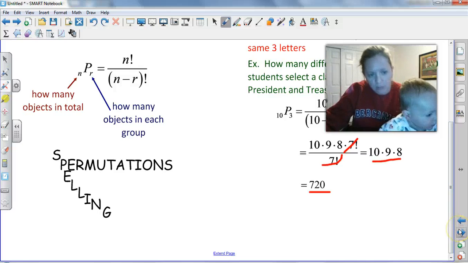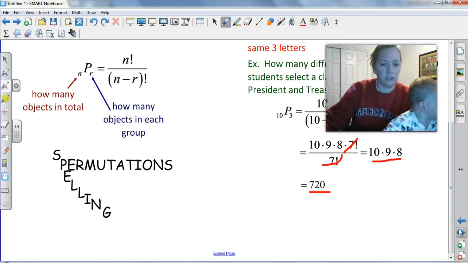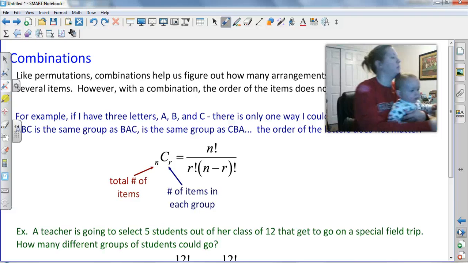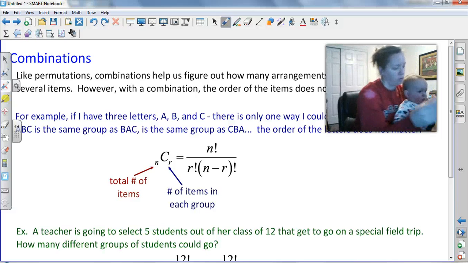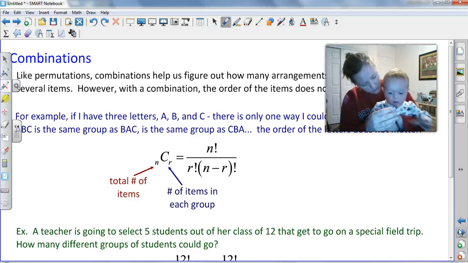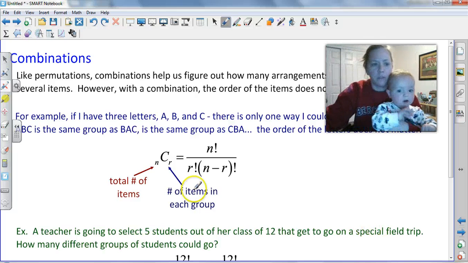We have one more thing to talk about, though, Max, and it's combinations. I think that maybe you should play with this pen, but don't draw on yourself, okay? There, that's pretty cool. Okay, so combinations.